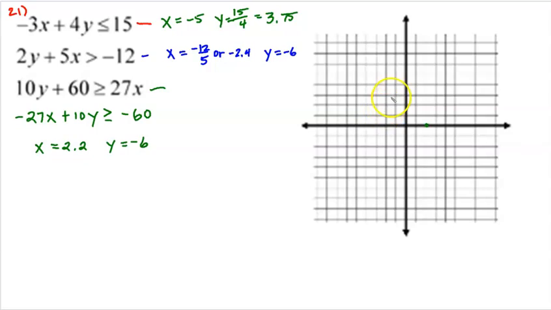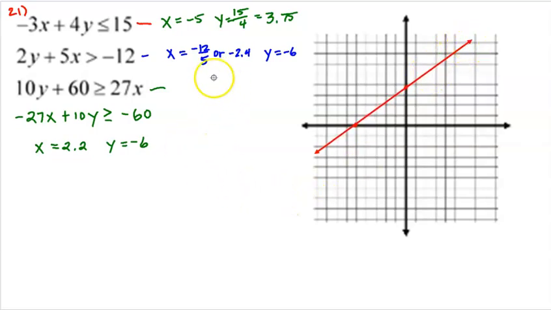I'll do this first one in red. The intercepts for that top inequality are going to be -5 on the x-axis and +3 3/4 on the y. And that will be a solid boundary line. And I'm just going to do all the shading after we've finished putting all of our boundary lines on the graph.